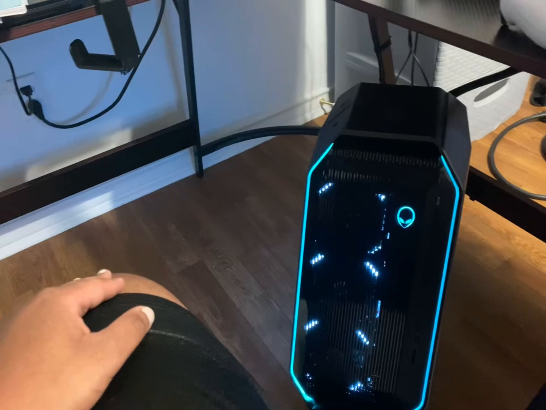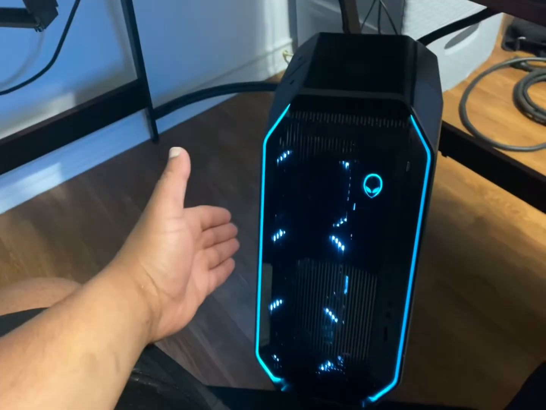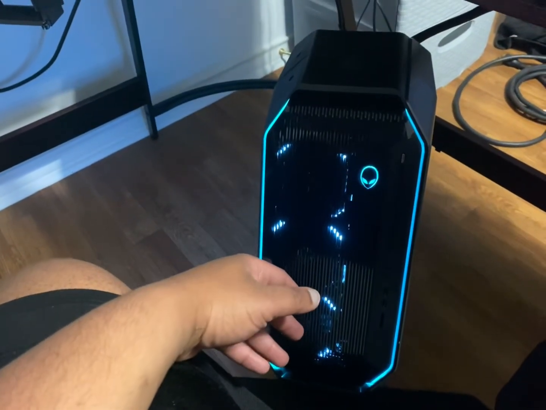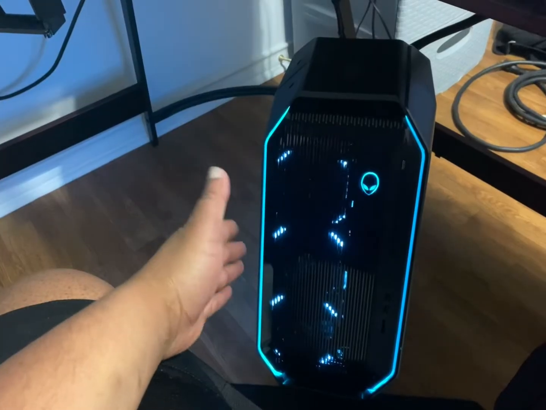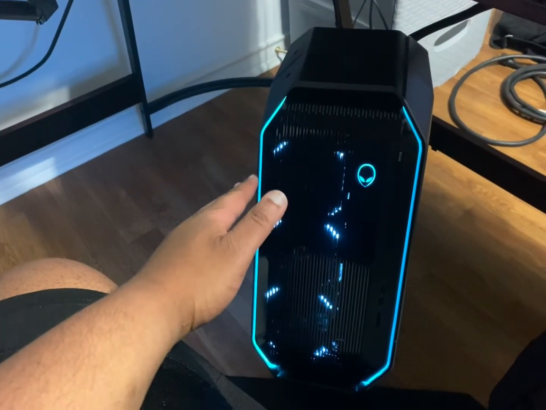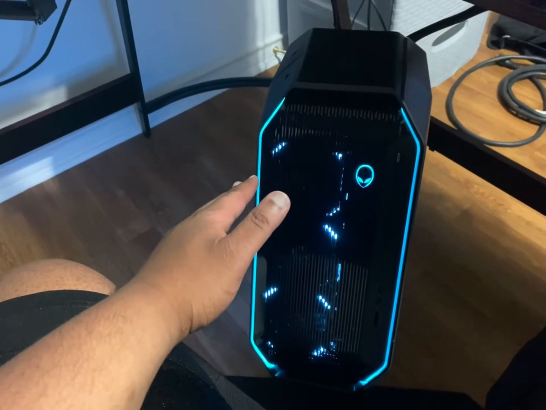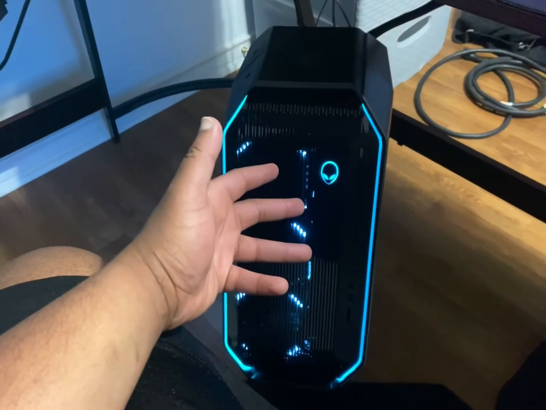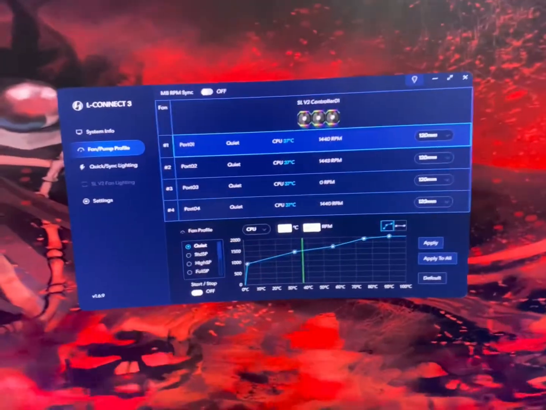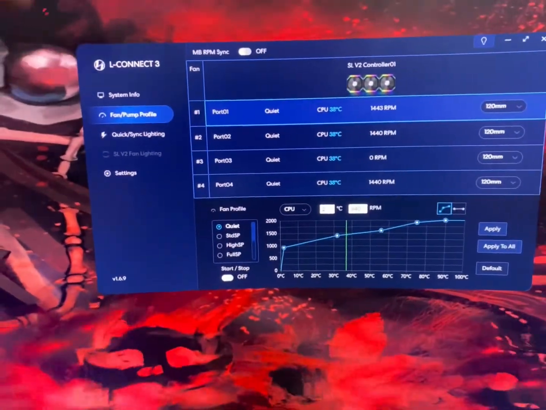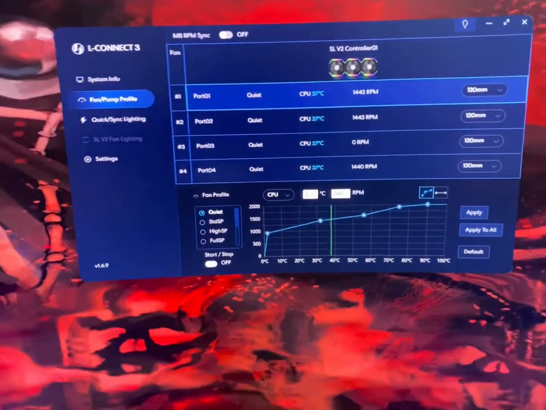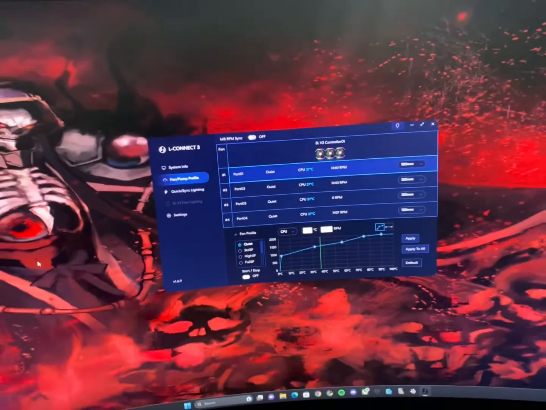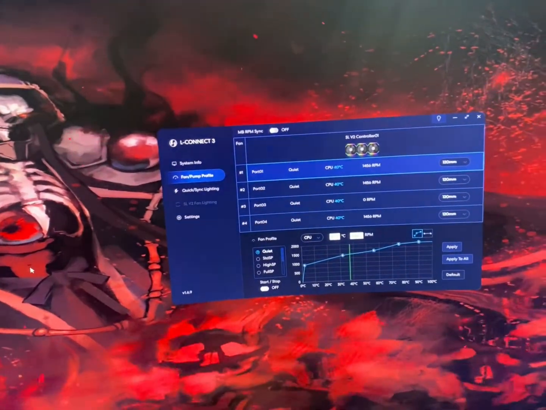The issue I was having was that the fans would be on and everything would be working correctly. However, it wouldn't be detected in L-Connect 3. Basically, I would only see system info and settings. The rest would not pop up, and that's because it wasn't detecting the controller.